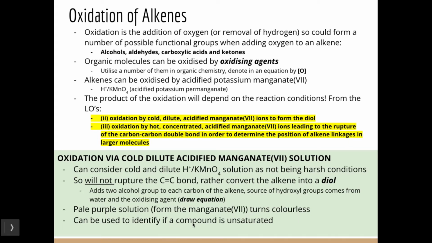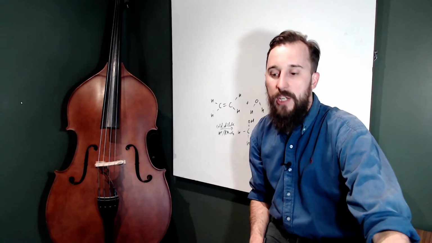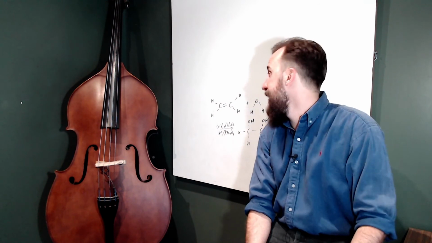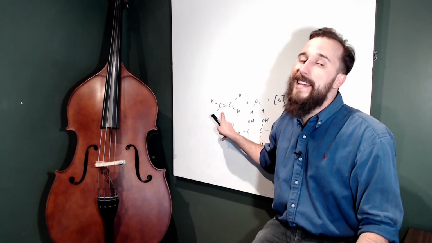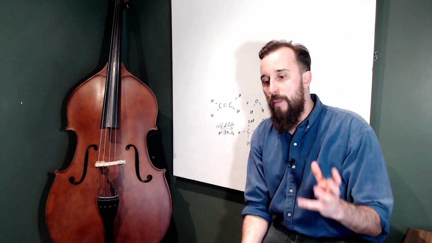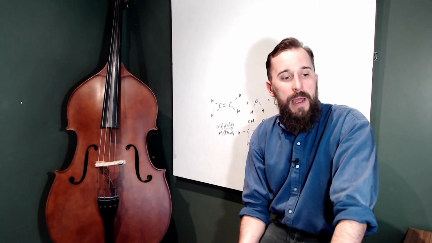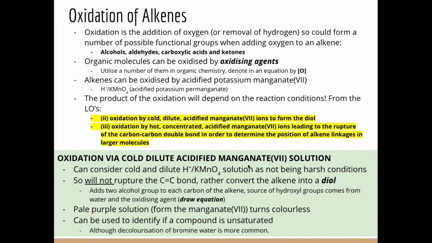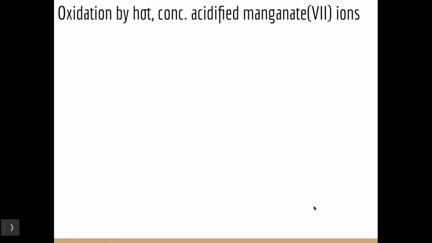This would then be able to be used to determine that we've got an unsaturated compound, because this reaction would not be able to occur with a saturated hydrocarbon if we had an alkane as opposed to our alkene. This isn't as commonly used as the addition reaction with bromine that we looked at last time, but still one worth noting and being aware of. Decolorization of bromine is more common.